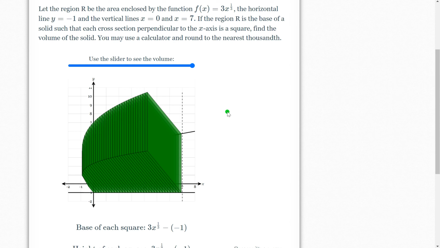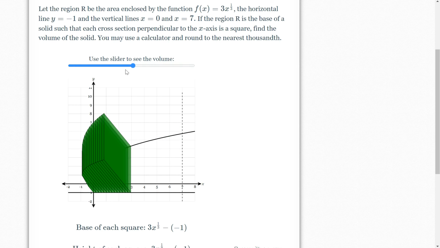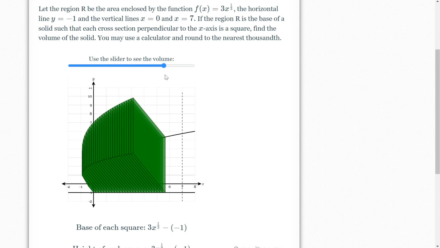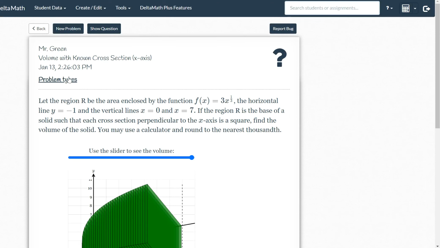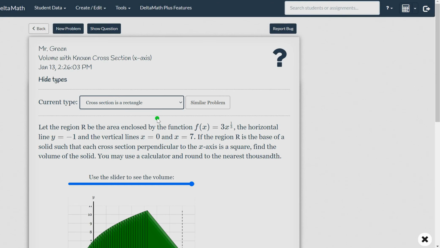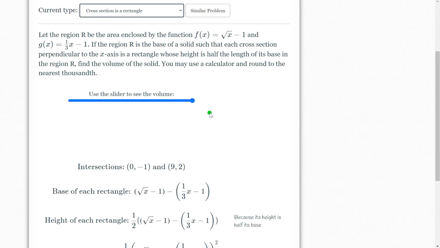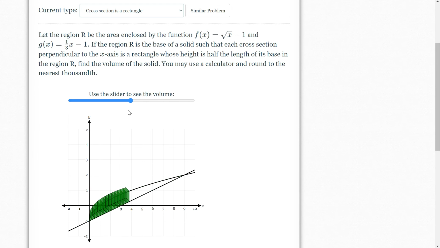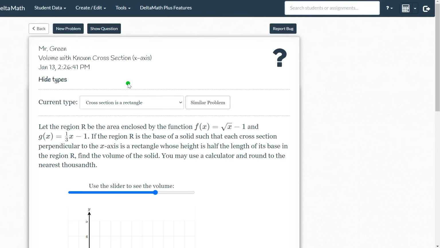Let me show you one. All right, so this one, you had to use square cross sections, and it was from 0 to 7. And so if you check out the slider, you can see that the integral is the accumulation of infinitely many squares that all turn into a solid that is made up of squares. Isn't that cool? Let's show you one with a rectangle, and I'll show you one of each. They're just so cool, you know. Oh, this is little tiny rectangles. But yeah, play with this slider because they're so fun.